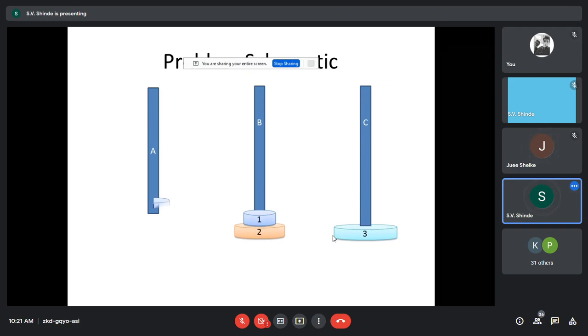What will be the next move? We're shifting disk 1 from peg B to peg A, and finally we'll shift peg B's contents, that is disk 2, to disk 3 on peg C. Finally, the order will be completed. Yes, participants, able to understand the simple game, that is Tower of Hanoi, or any questions?